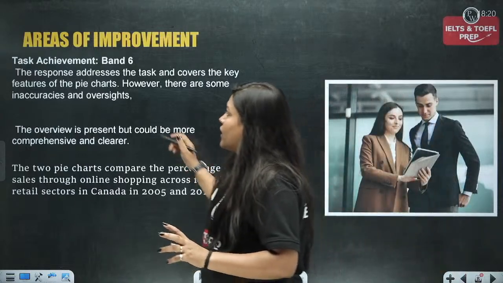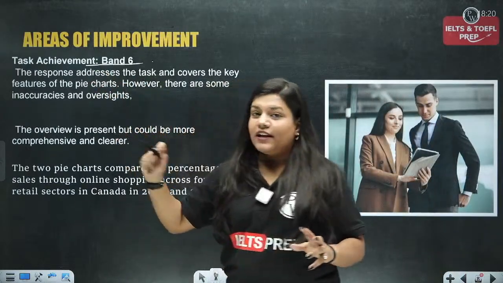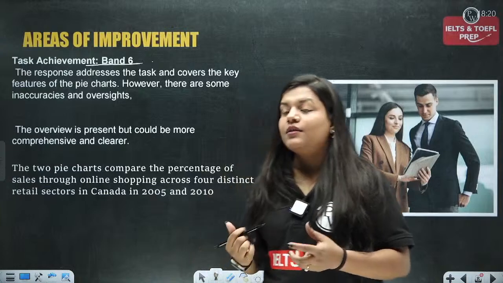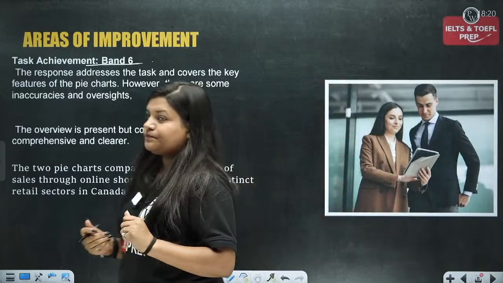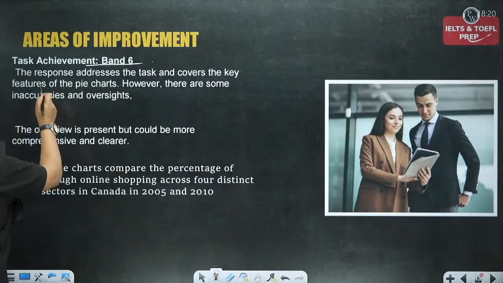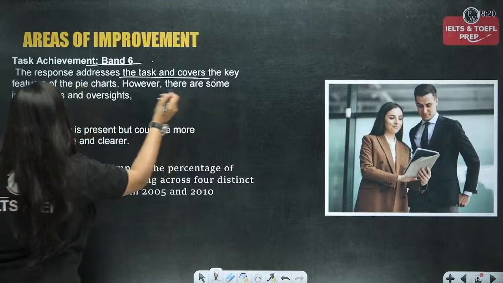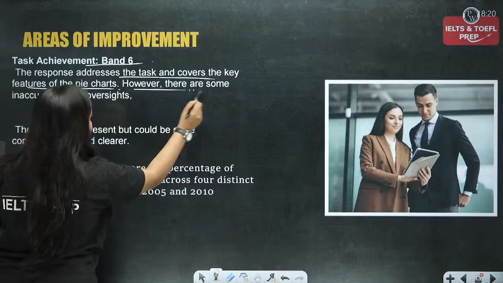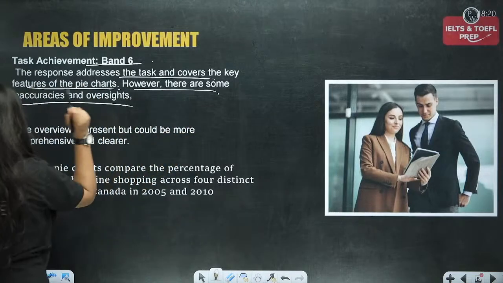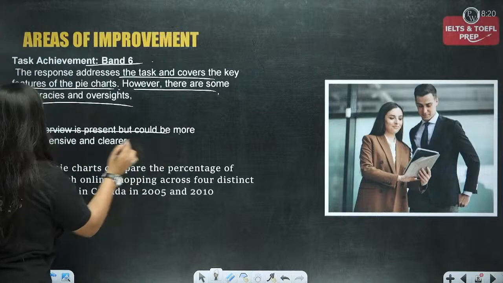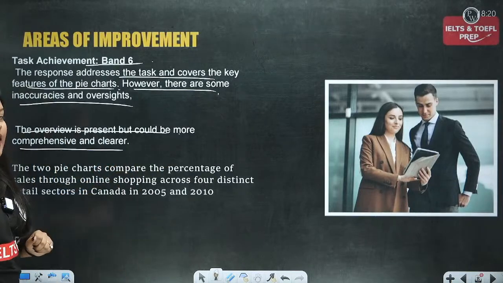If I talk about task achievement, the student will get band 6. Now let me tell you what the mistakes were. The response addresses the task and covers the key features of the pie chart. However, there are some inaccuracies and oversights. The overview is presented but could be more comprehensive and clearer.